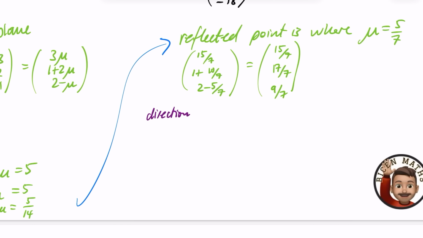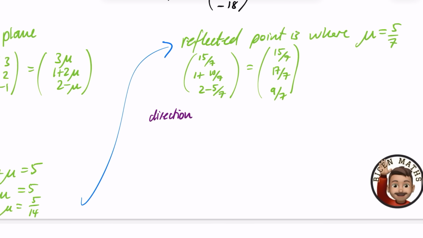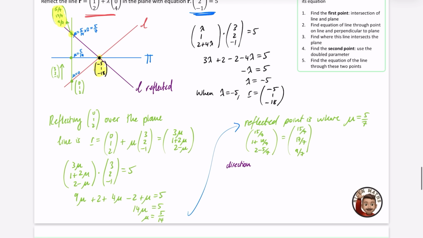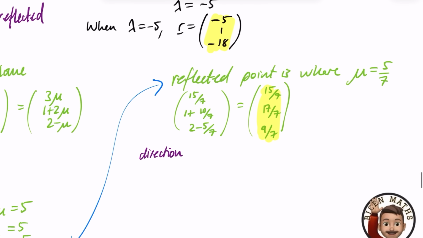So the direction, and I like to highlight things so I know which ones I'm talking about, this one and this one. The direction is going to be one of them subtract the other one. So it's going to be 15 over 7 subtract negative 5, 17 over 7 subtract 1, and 9 over 7 subtract negative 18.